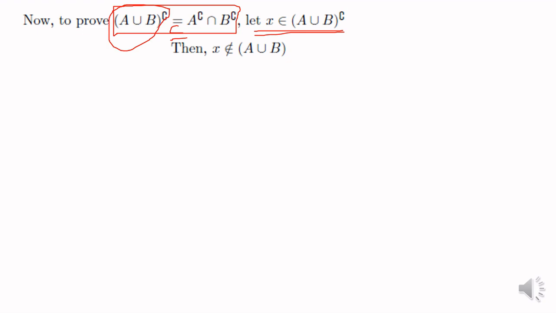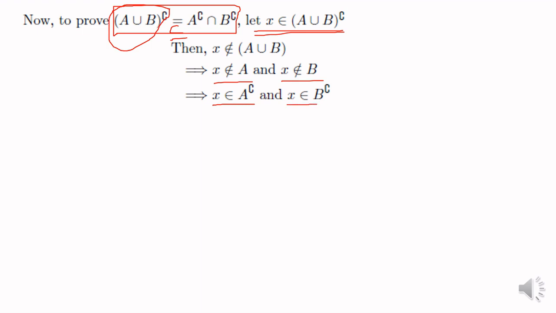A union B, we know that A union B is the set of all elements belonging to A or B or both. So X is not in A union B means that X is not in A and X is not in B. If X was in A or B, then it would have been in A union B. So X is not in A and X is not in B. This implies that X is not in A implies that X is in A complement, and X not in B implies that X is in B complement.